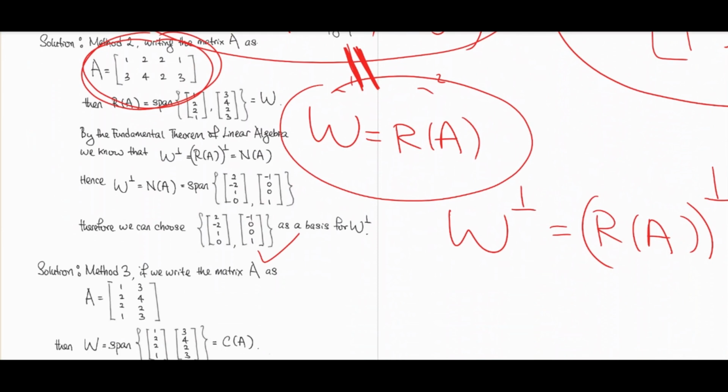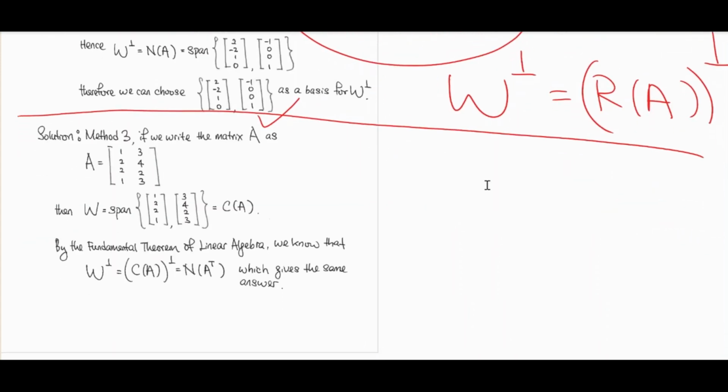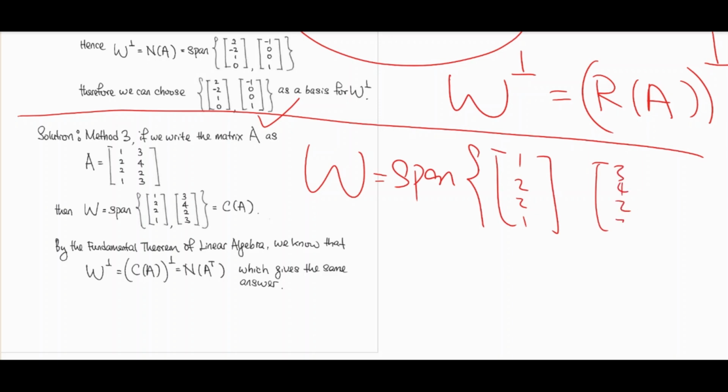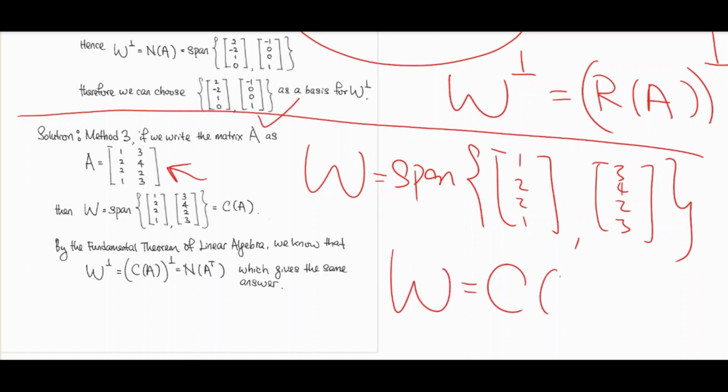Okay, so there's another method. That's the last one. Again, your W is the span of these vectors (1, 2, 2, 1) and (3, 4, 2, 3). If you're having trouble placing it laying down, you can also place it like that. This is our matrix A, so W is the column space of A, because the column space of A is a linear combination of the column vectors, which is exactly the same as this. So your W is the column space of A.